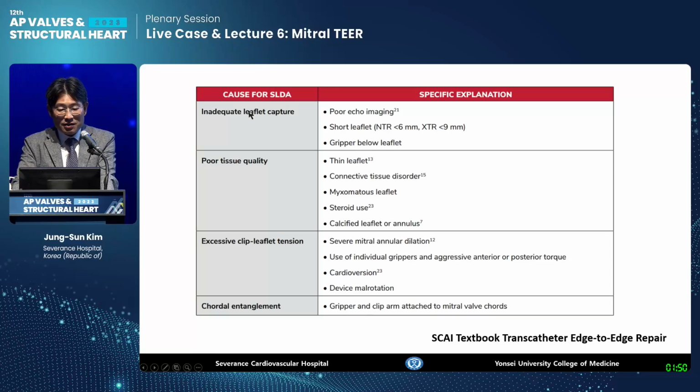So what is the reason for SLDA? Firstly, inadequate leaflet capture. One possible cause is poor echo imaging and a short leaflet, and the other is poor tissue quality, which is also an important thing: a thin leaflet like this patient, and a calcified leaflet or annulus. Another cause of leaflet injury is excessive clip leaflet tension, which is a possible cause.